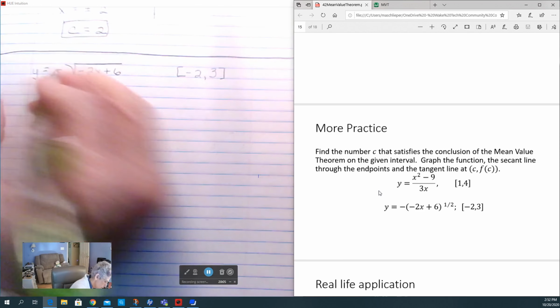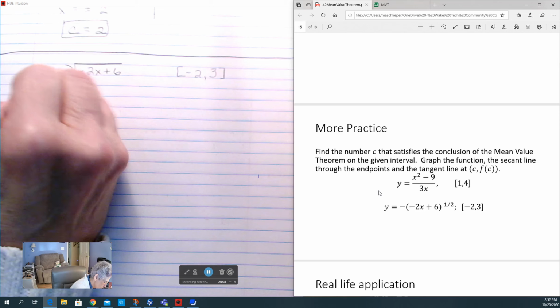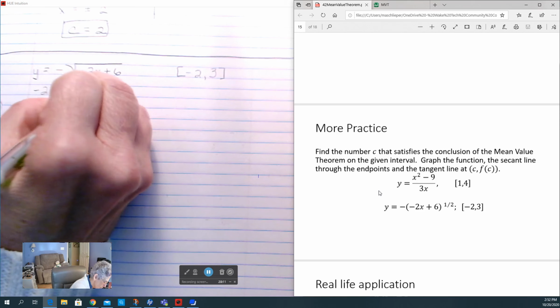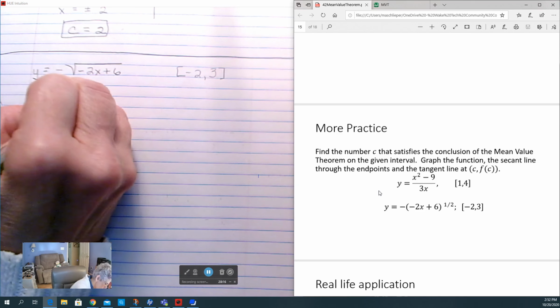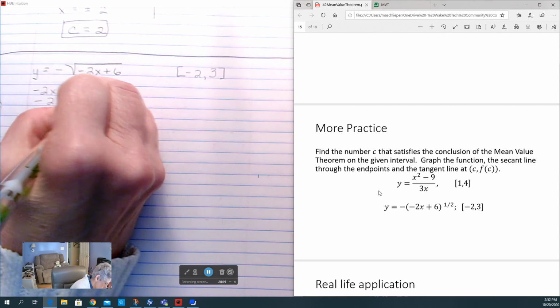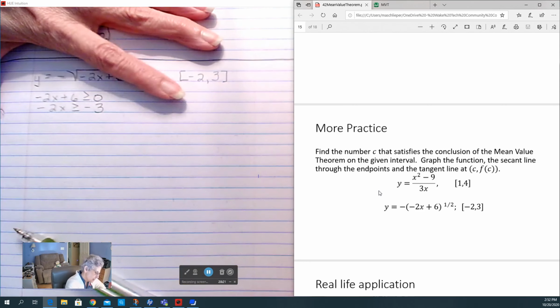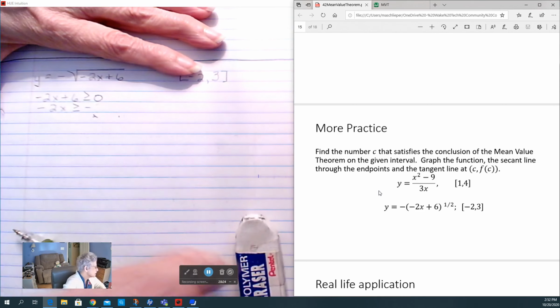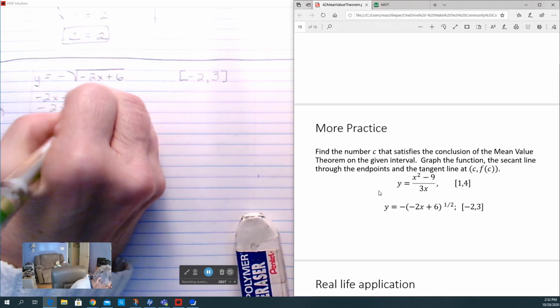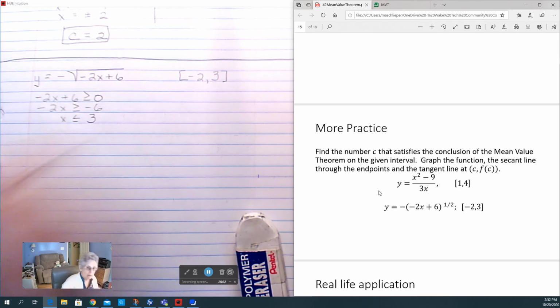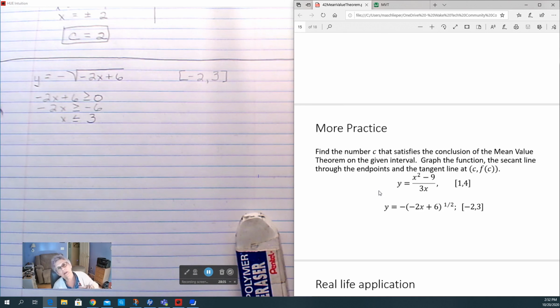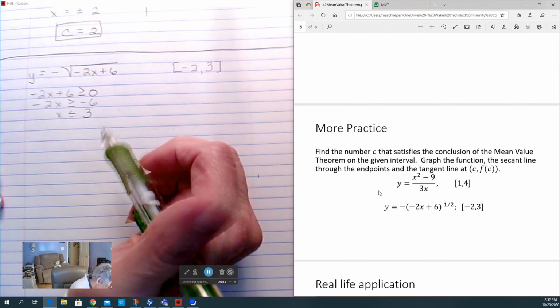What is the domain of this thing? Well, negative 2x plus 6 has to be greater than or equal to 0. So negative 2x has to be greater than or equal to negative 6. That's what I get for doing arithmetic in my head. And so x has to be less than or equal to 3, because when I divide both sides by negative 2, the inequality flips direction, just like you learned back in pre-calculus. Oh yeah, that's another reason we learned to solve inequalities.